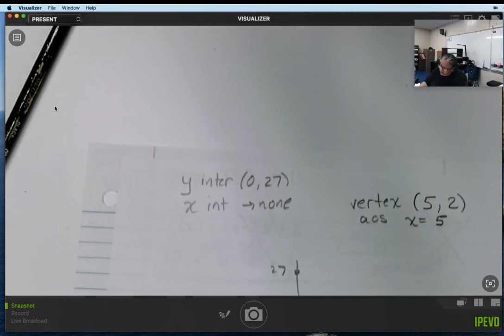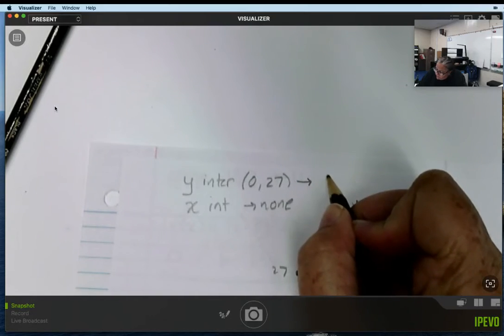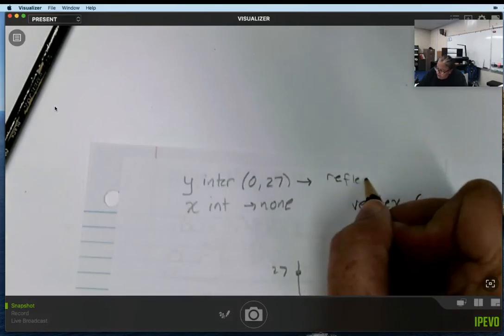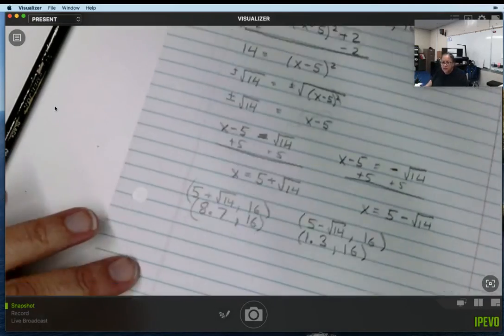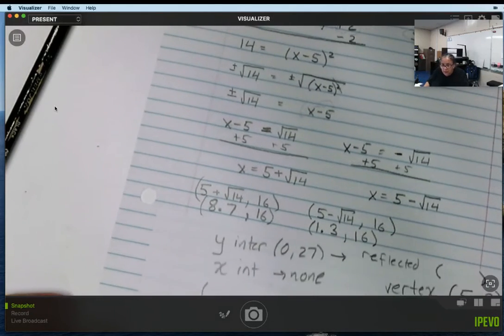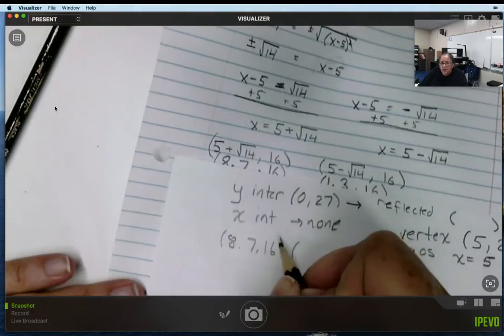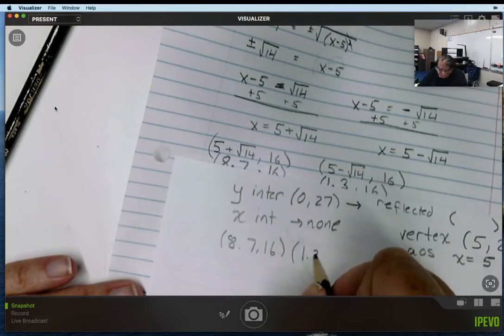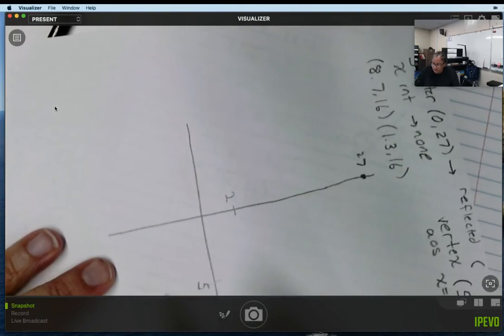We found this y-intercept is 0, 27, so we should be able to create a reflected point. It's easier to do that once we have the graph. The other point that we found was when they gave us the 16. By the way, these two points should already be reflected, right? So we have approximately 8.7, comma 16 and 1.3, comma 16. So let's draw our axis of symmetry.